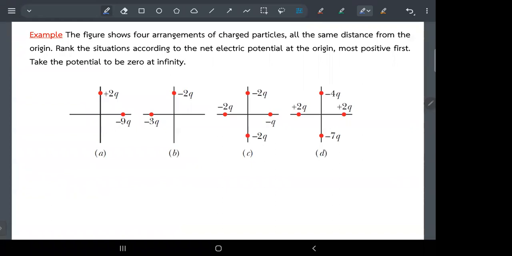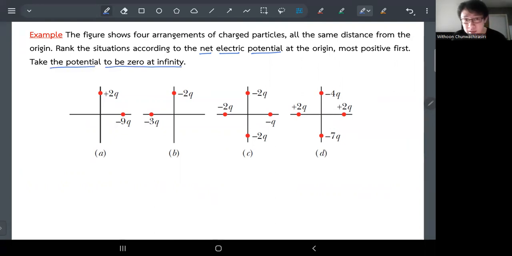In this case, you have 4 arrangements of charged particles at the same distance from the origin. Now rank the situations according to the net electric potential at the origin. Every time they talk about net electric potential, this means there's no potential difference per se, but take the potential to be 0 at infinity. So it's a relative potential with respect to the infinite distance that has 0 potential.